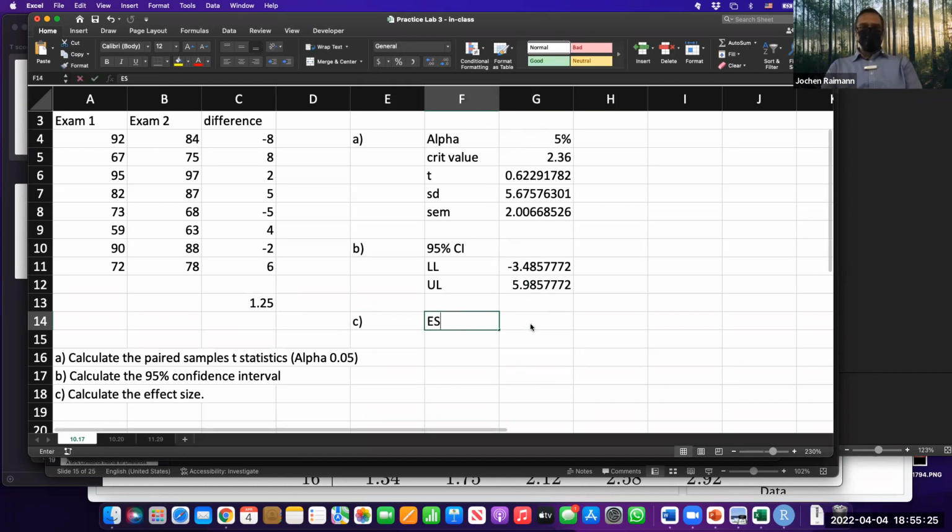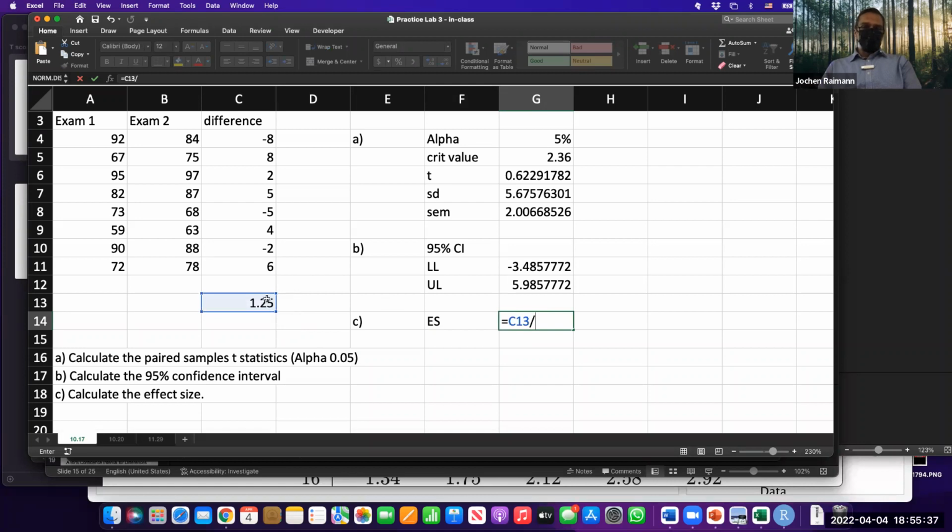And now calculating the effect size is easy. We know that the effect size is calculated in the same way as the T, but instead of the standard error of the mean, we're now using the standard deviation. So it's 1.25 divided by the standard deviation. That gives us an effect size of 0.22. Simple. Good. Now we open R.